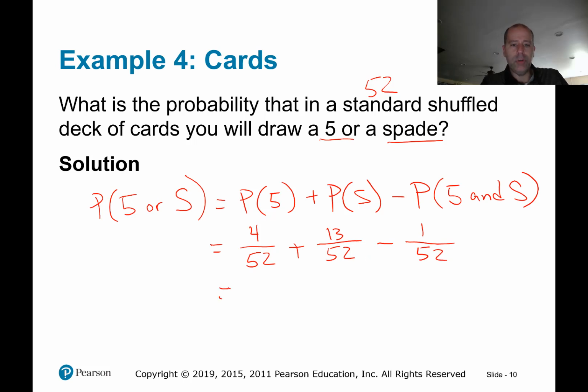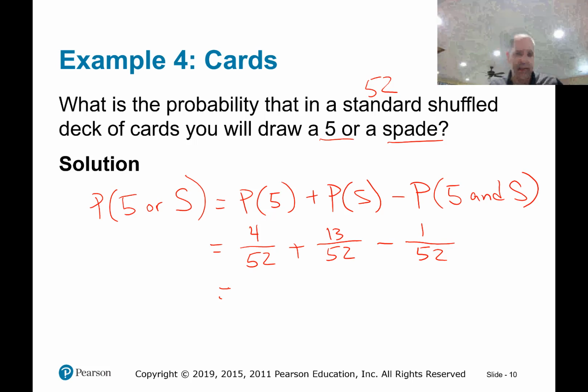And so now all we have to do, since the denominators are the same, this is why I didn't simplify the first two, because the first one would have been 1/13 and the second fraction would have been 1/4. But I kept everything with 52, so it's easy to add and subtract. So all we have to do is add across the top and subtract. So in this case here, we'll end up with what? 17 minus 1, which is going to be 16 out of 52, which is going to be what? It's going to be 4/13. And of course, I would write this as a decimal.